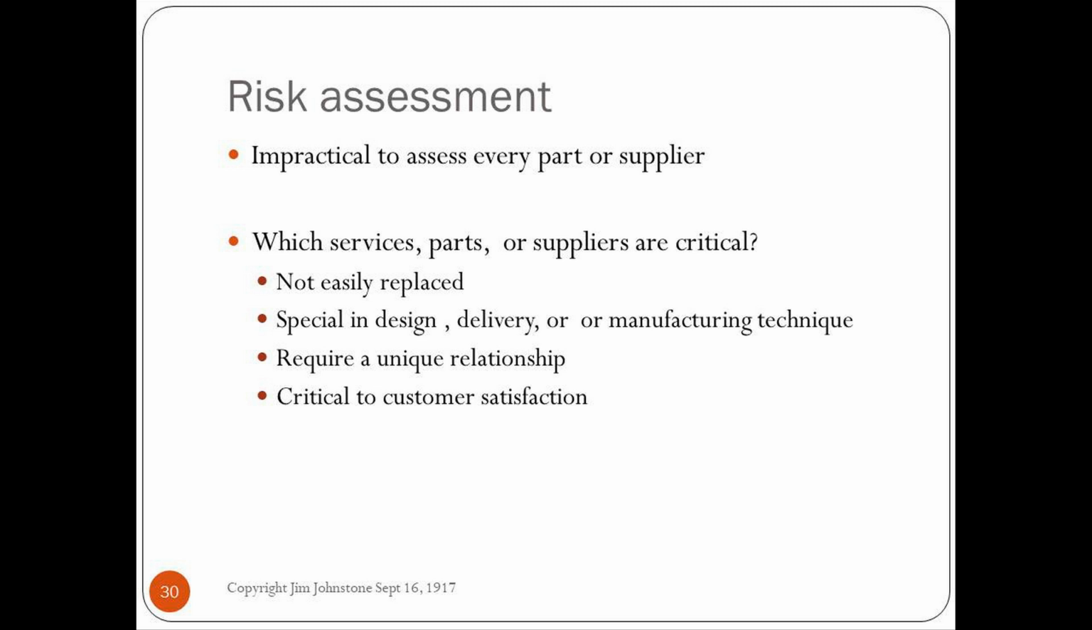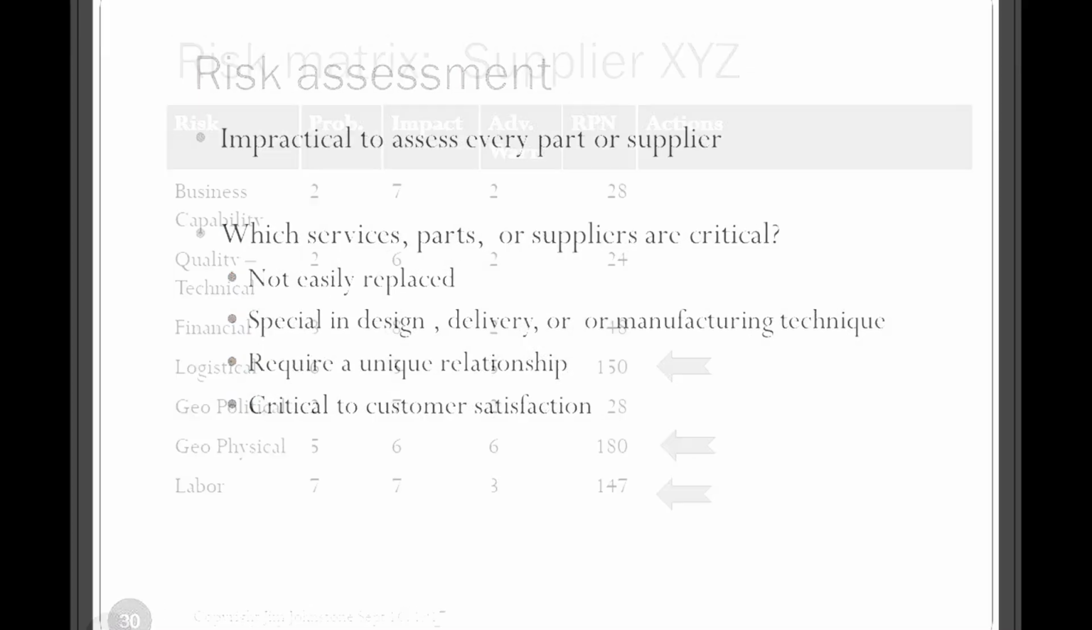So which parts are critical? It's those that aren't easily replaced, that are special in design, delivery, or manufacturing technique, or maybe they require a unique relationship between you and the supplier, but they are critical to customer satisfaction. Every part could be critical, but some parts are more easily replaced than others, and there's alternate sources. So let's not do an extensive risk assessment on those. We can just lump all those together and say they're commodities. Let's focus on our critical or very important unique parts.